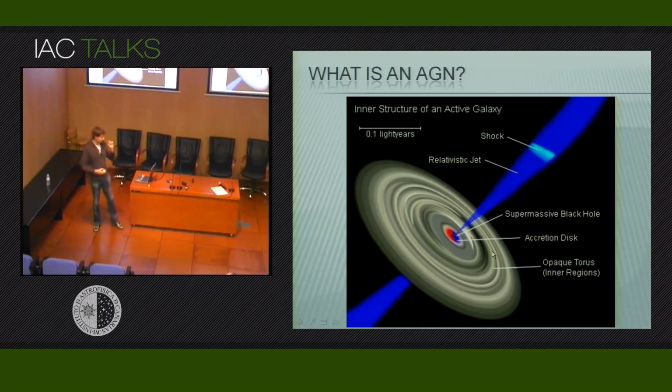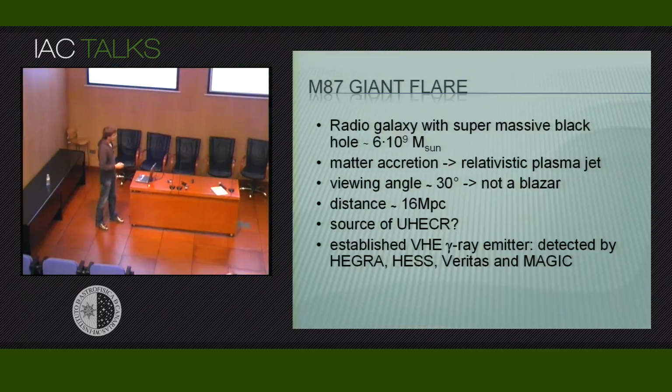It's 16 megaparsecs away. And since a long time it was believed to be a source of the highest energy cosmic rays, and fortunately it was finally detected in very high energy gamma rays, because, as you know, from the cosmic rays, because of the charge and the deflection in the magnetic field, we cannot trace them back to M87, but with the gamma rays we can trace it back to M87.